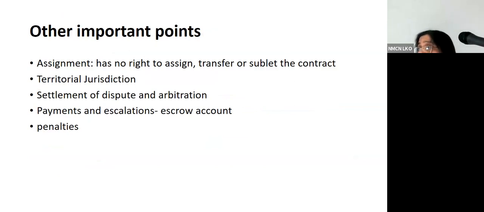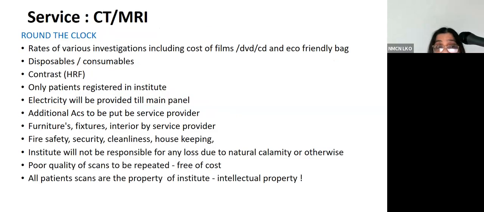There are a lot of other points which cannot be covered in such a short time. On assignment, the private partner has no right to assign, transfer, or sublet the contract. Then there are territorial jurisdiction, settlement of disputes and arbitration, and payment and escalations. For the payment, just to benefit the vendor, we have given an escrow account. So the payment will be transparent and there will not be any delay, because that is the major part the vendor was looking for. Then other penalties as per criteria.